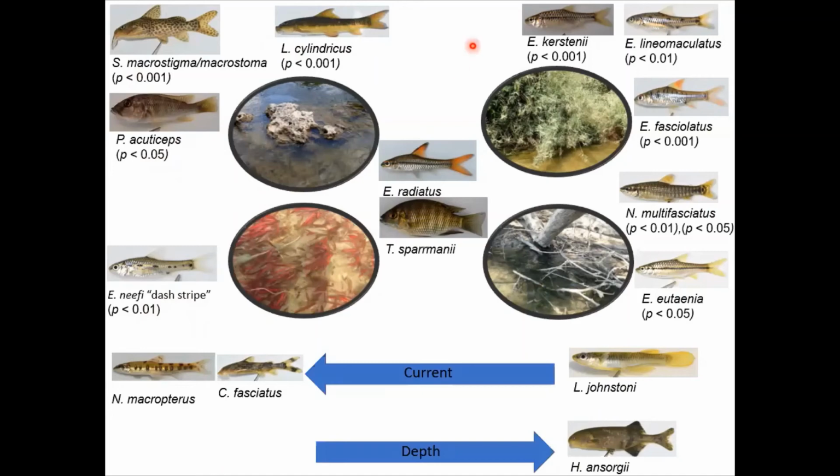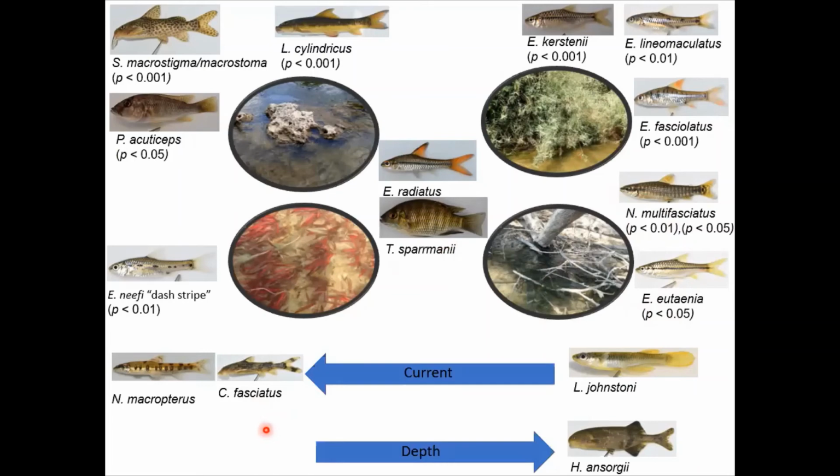Several Enteromius species, Enteromius kerstenii, Enteromius lineomaculatus, and Enteromius fasciolatus, showed strong, significant positive associations with the marginal Phragmites. Nannocharax multifasciatus showed a significant association with both Phragmites and woody habitats, and Enteromius eutaenia showed a significant association only with the woody habitat. Now, the species at the bottom showed no significant associations with any of the 4 habitat types.